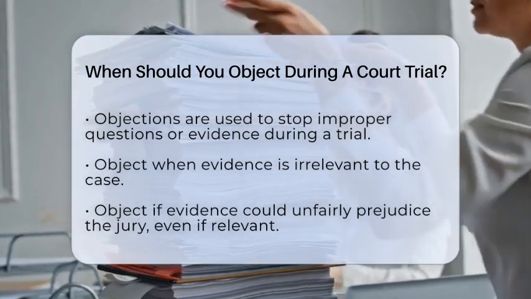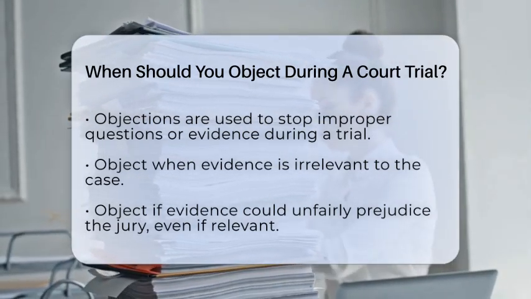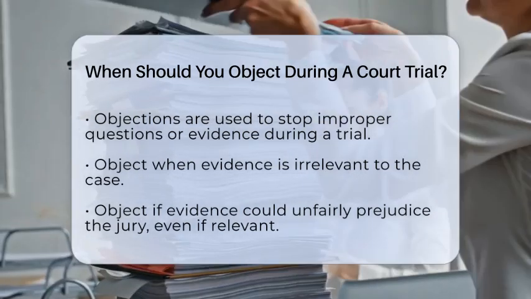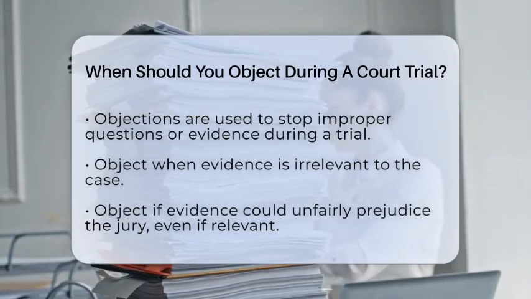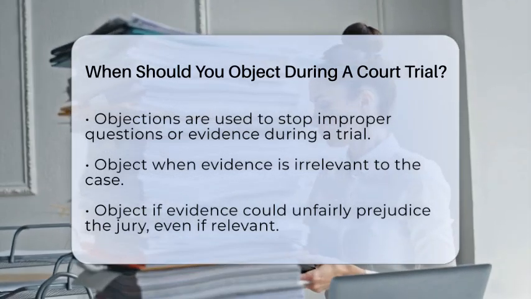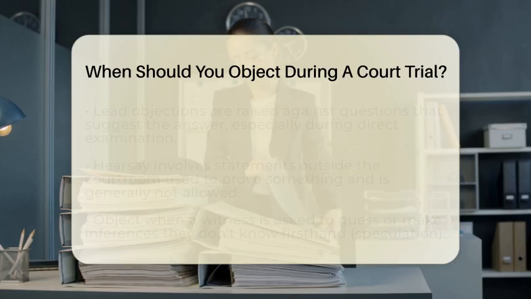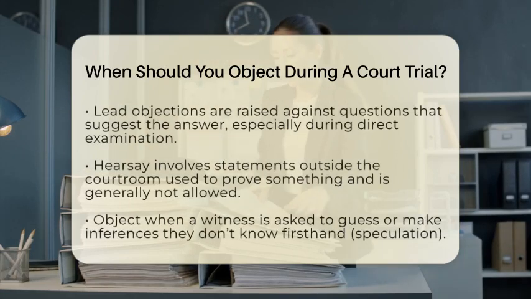Another common reason to object is if the evidence might unfairly prejudice the jury. Even if the evidence is relevant, if it could bias the jury unfairly, you can object on the grounds of unfair prejudice. For example, if a question or evidence is overly emotional or inflammatory, it might sway the jury unfairly.